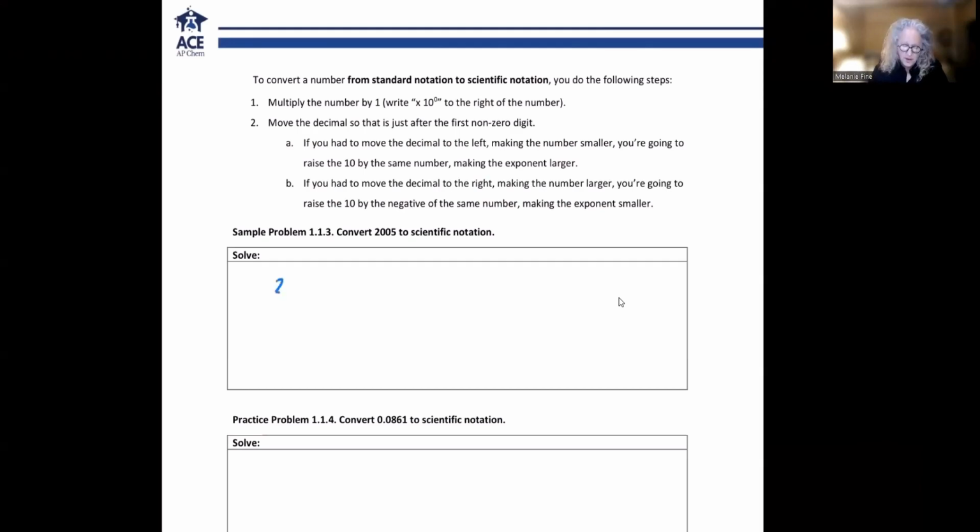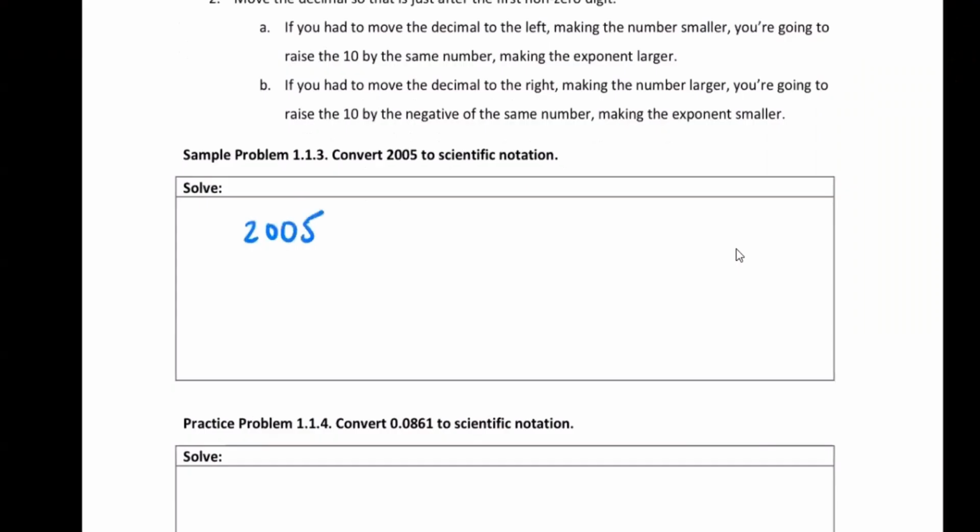So here's an example, 2005. Again, the first step is I'm going to multiply the number by 1, or 10 to the 0, which is 1, right? I can multiply any number by 1. Then I'm going to move the decimal. There's no decimal written here, but it's implied at the end of a whole number. I'm going to move the decimal so that it is just after the first non-zero digit, which means it has to be after the 2. So I'm going to move it to the left, making the number smaller, 1, 2, 3 places.